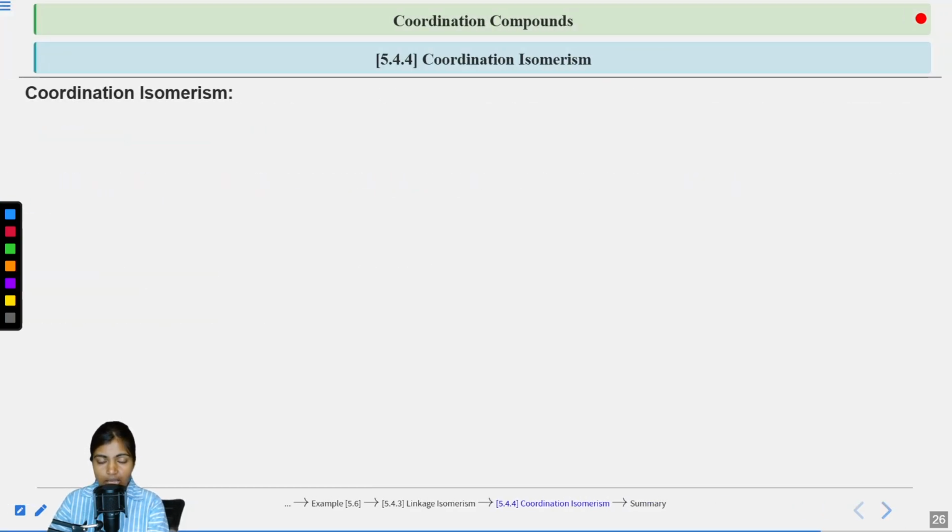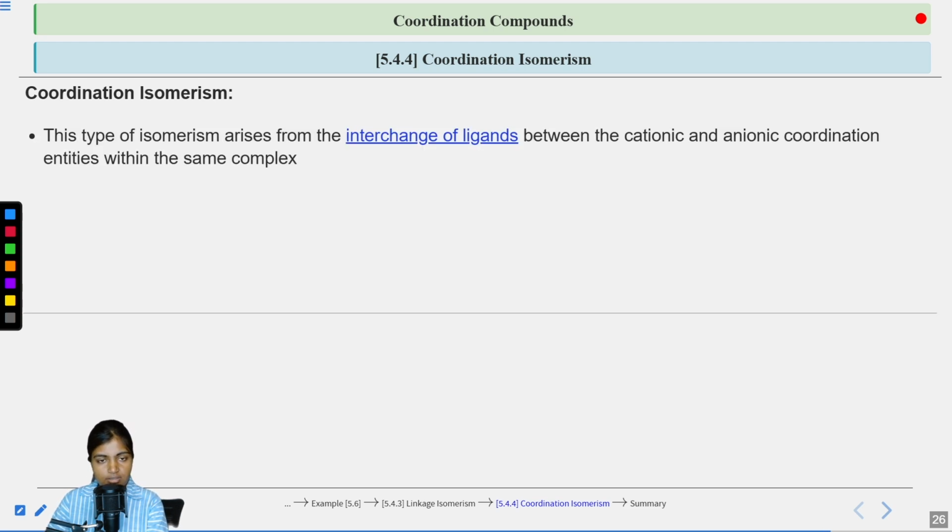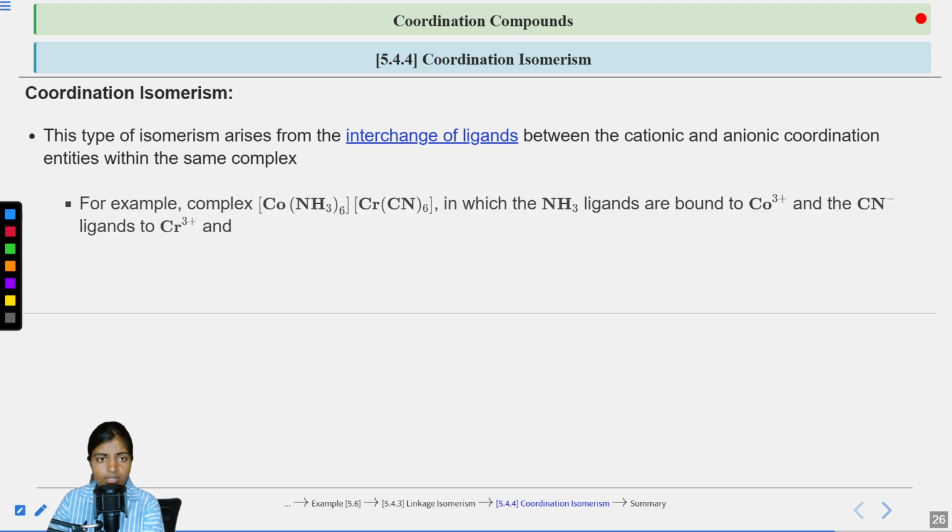Let's see another type of isomerism, that is the 5.4.4 subsection, coordination isomerism. This type of isomerism arises from the interchange of ligands between the cationic and the anionic coordination entities within the same complex. So within the same complex, if you interchange the ligands between the cationic and anionic coordination entities, then coordination isomerism arises. Let's understand by an example.